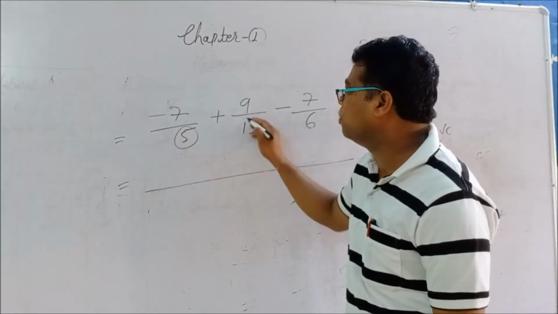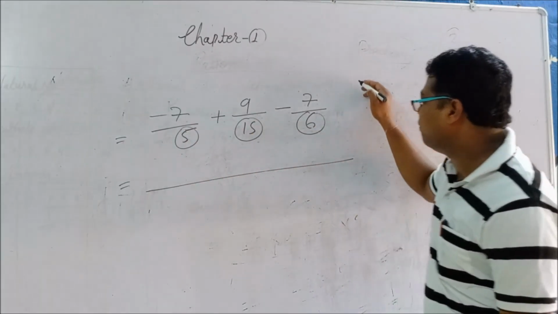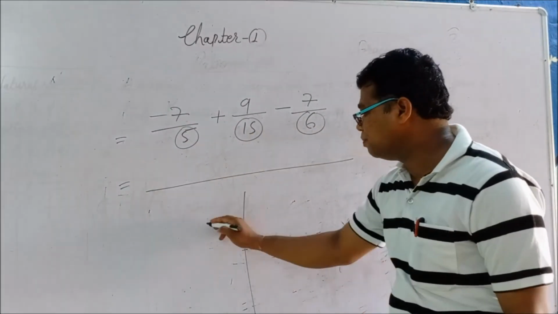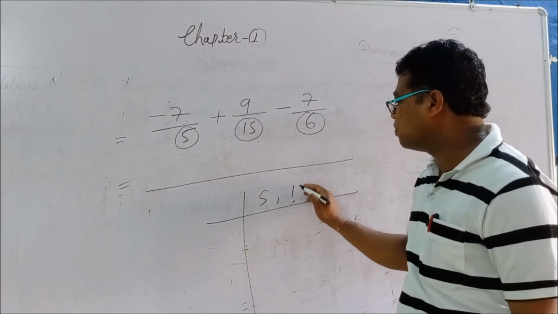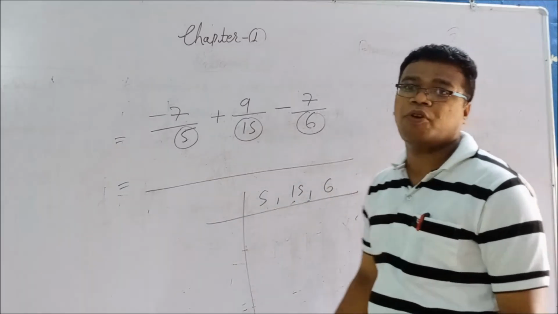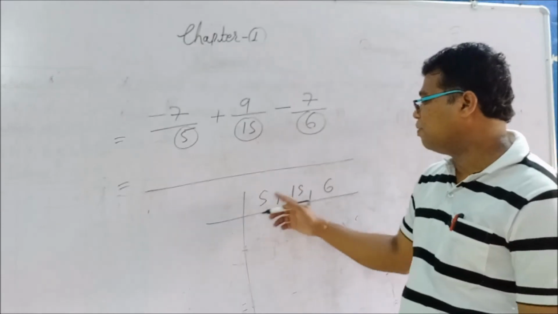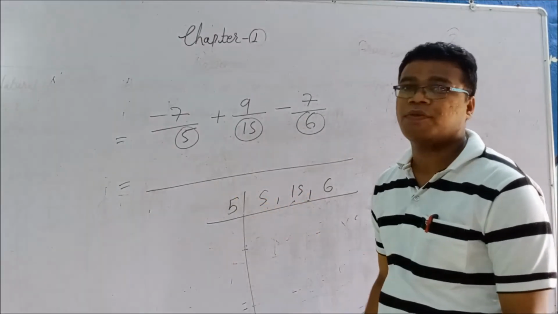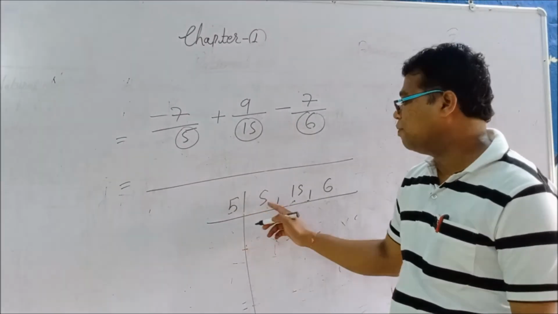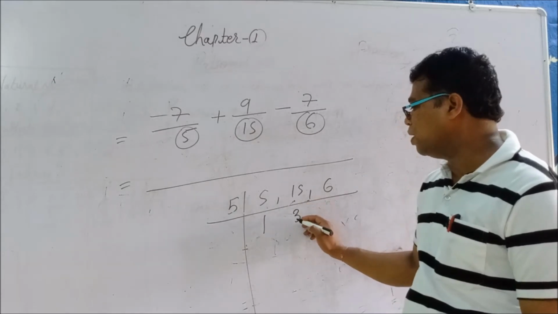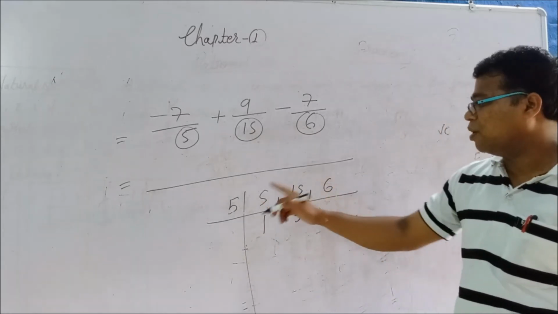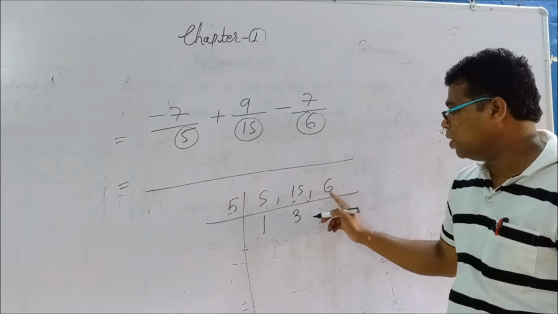First take the denominators and find the LCM. See here, I am taking all the denominators 5, 15 and 6, and I am going to find the LCM. 5 and 15 both come in the table of 5. So consider first 5. 5 ones are 5, 5 threes are 15. Does 6 come in the table of 5? No. So same digit 6 here.